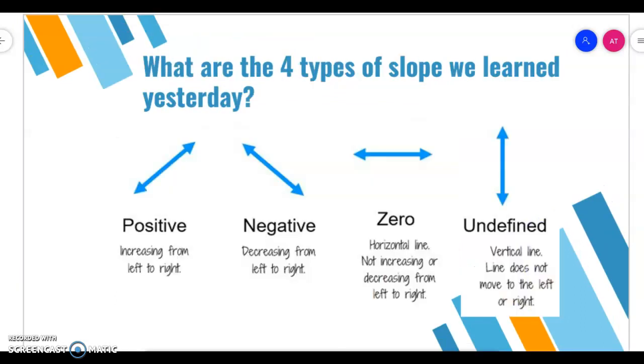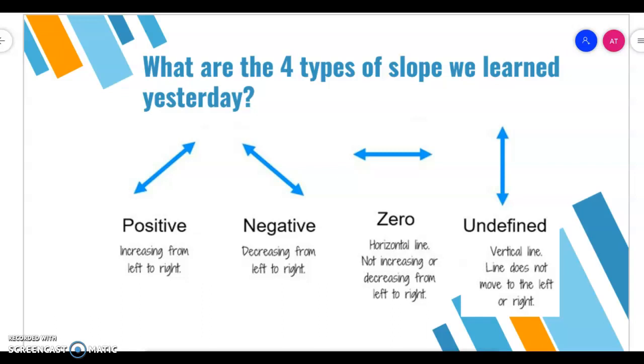As we go through the slides today, first we need to know the 4 types of slopes that we learned the other day. We learned a positive slope, meaning it's increasing from left to right, or puff puff positive from the slope man. Negative, or nice negative, decreasing from left to right. 0, this is zero fun, is what Mr. Slope Man says. It's a horizontal line. Think about the horizon. That's a 0 slope. Nothing's increasing, nothing's decreasing, it's just moving from left to right.